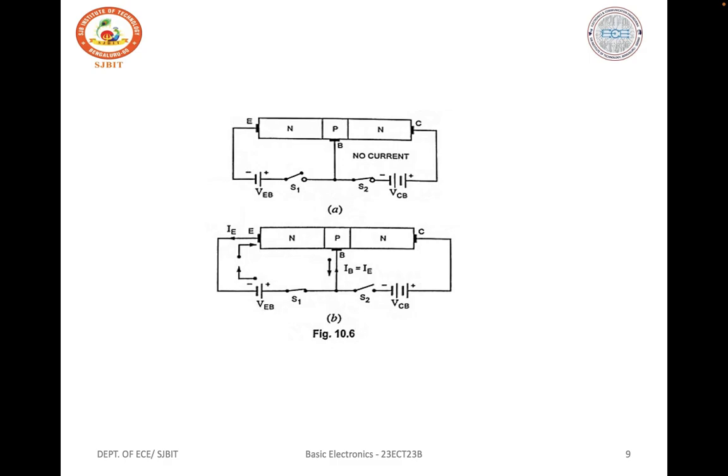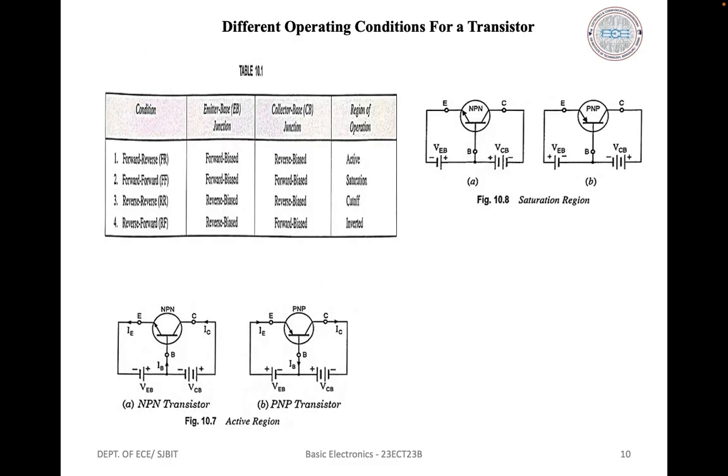So substituting for the emitter current, IC is equal to alpha DC times (IC plus IB). Here beta DC is the base to collector current gain, and alpha DC is the emitter to collector current gain.